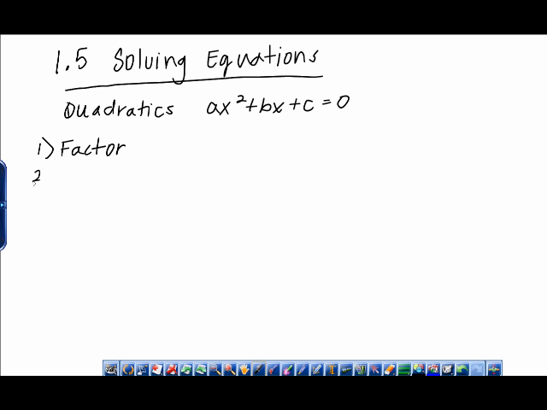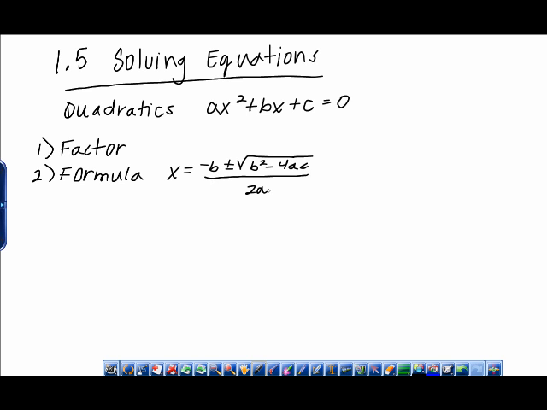The second one is a good backup in case it doesn't factor, and that is to use the quadratic formula, which you should know. And if you don't know it, then you need to memorize it and never forget it because it comes up a lot in math. You've seen this for multiple years now. There are some songs that go to it, none of which I'm going to sing on this video, so you miss out on that. Sorry.